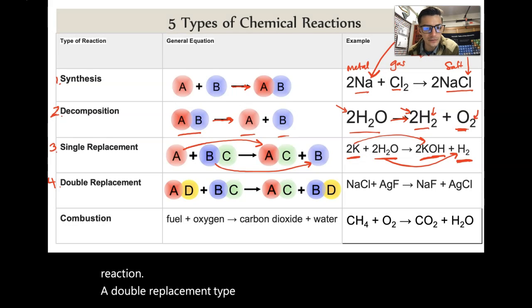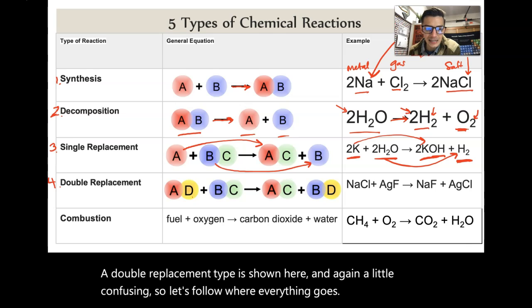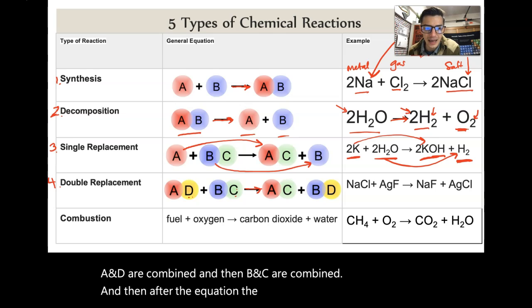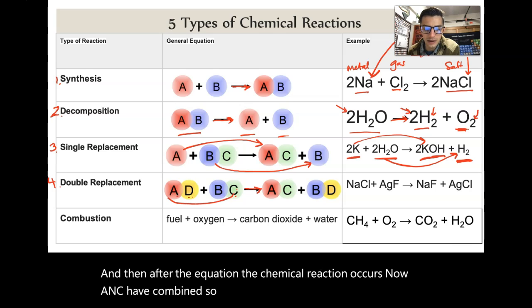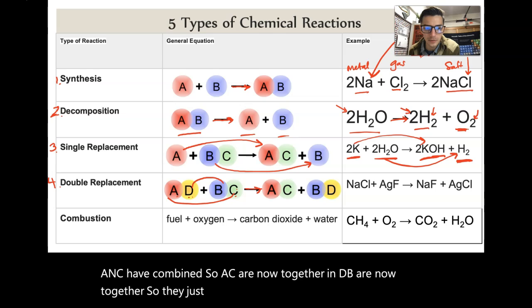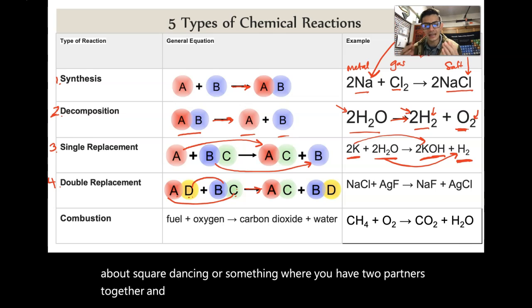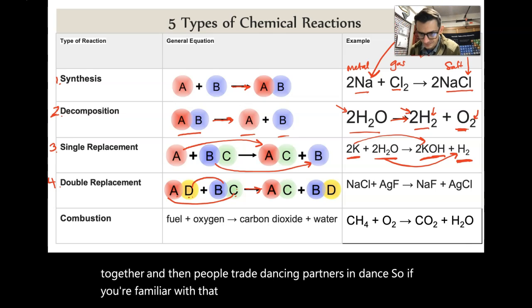A double replacement type is shown here, and again, a little confusing, so let's follow where everything goes. A and D are combined, and then B and C are combined. And then after the chemical reaction occurs, now A and C have combined. So A and C are now together, and D and B are now together. So they just trade partners. Often people talk about square dancing, where you have two partners together, and then people trade dancing partners. So if you're familiar with that, or if that helps, it is kind of what's going on here.